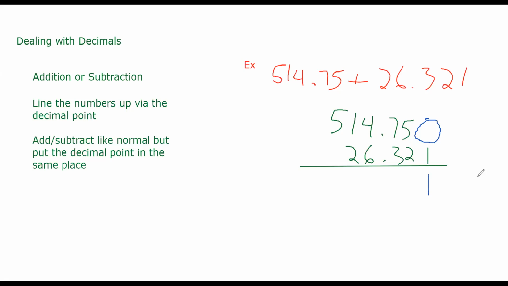Let's see, 0 plus 1 is 1. I'm going to put the decimal point in the same place. I'm going to line it up. 5 plus 2 is 7. 7 plus 3 is 10, so it would be a 0. Carry the 1. And let's put the carried 1 up there. Then I'm going to do 1 plus 4 plus 6, which is 11. So a 1, carry the 1. 1 plus 1 plus 2 is 4. 5 plus essentially 0, it all becomes 541.071.